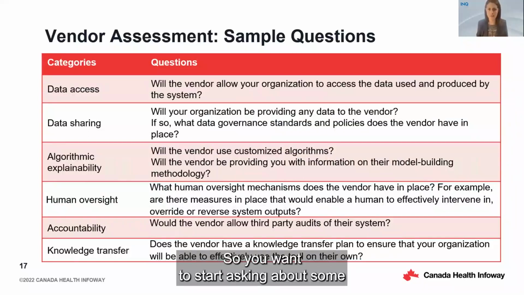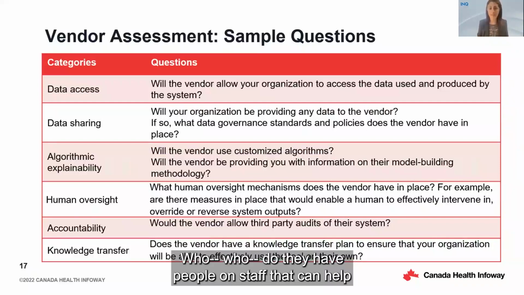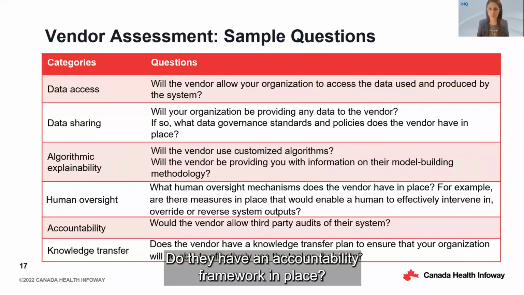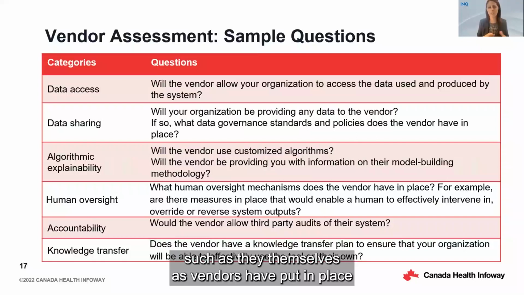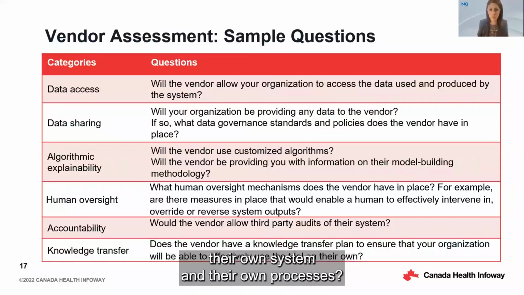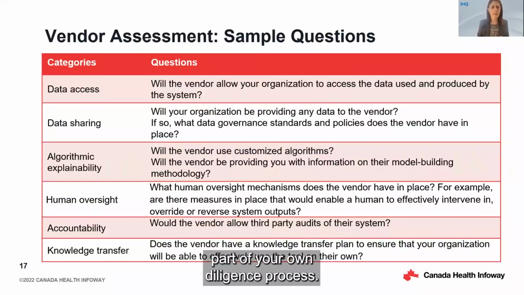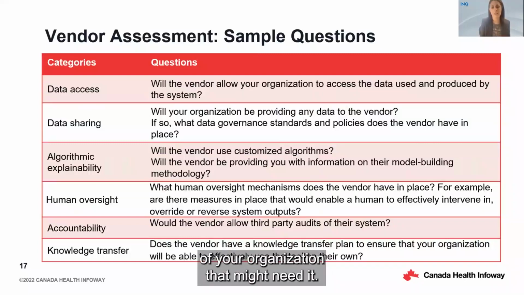So you want to start asking about some of these questions related to who the vendor is. Do they have people on staff that can help interpret for us and explain to us where we need training and greater expertise? Do they have an accountability framework in place? Have they demonstrated a commitment to ethical AI, such that they themselves as vendors have put in place appropriate policies, procedures, and controls over their own system and their own processes? That's really important, and it should be something that you are comfortable asking so that you can document that as part of your own diligence process. As well, does the vendor have a particular knowledge transfer plan in place to ensure that your organization can effectively use the tool on your own, and to provide any type of training for any member of your organization that might need it?